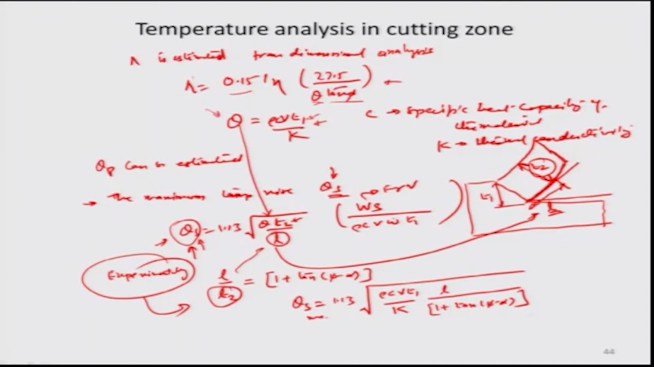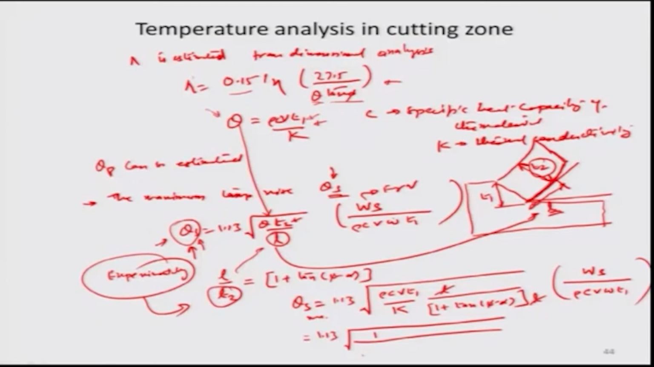So that is how you represent theta T2 divided by L, because theta T2 by L is under the root, and so this gets cancelled off, times Ws, the amount of secondary power, times rho C V W T1. So this can again be recorded as 1.13 root over 1 divided by rho C V T1 K, 1 plus tan of phi minus alpha, times Ws by W, and that is how you can get the contribution from the secondary zone.